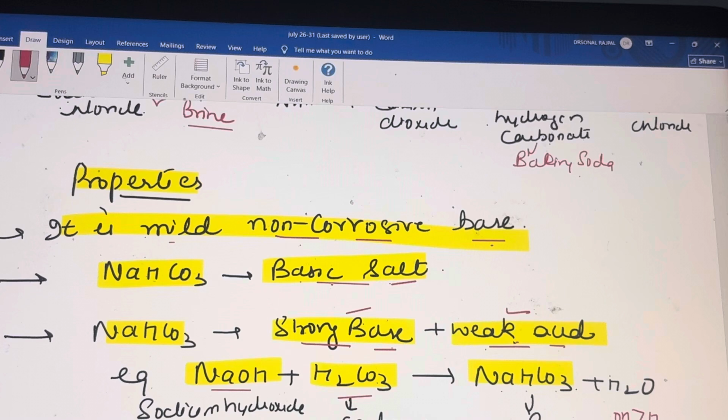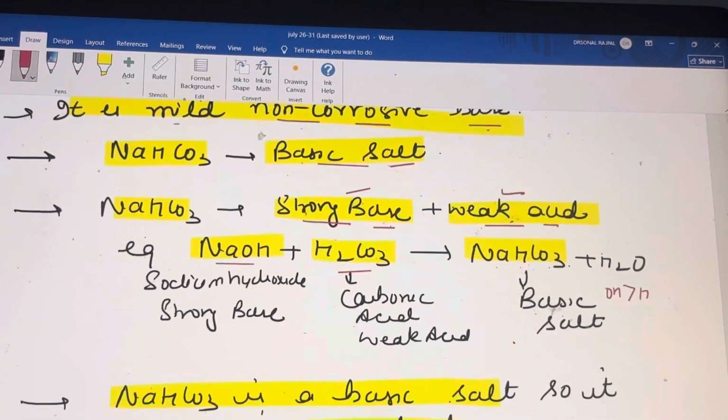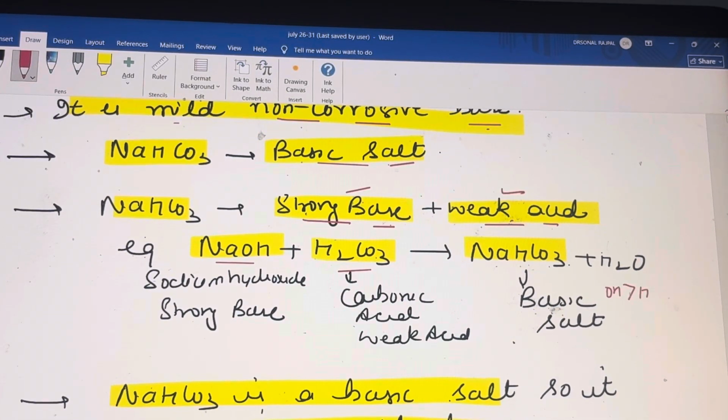Actually, it is a salt, and you can say it is a basic salt. Students, do you know how salt is formed? Salt is made by combining acid and base together. So here the acid is a weak acid and the base used is a strong base. And whenever a strong base and a weak acid combine, no doubt salt is formed, but its property is like a base, and we call that salt a basic salt.